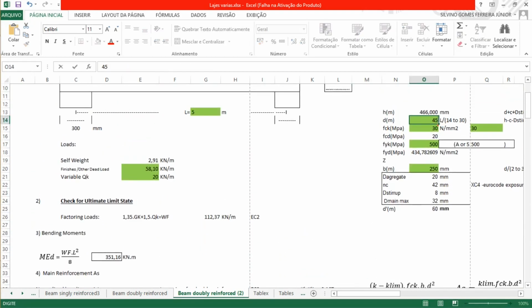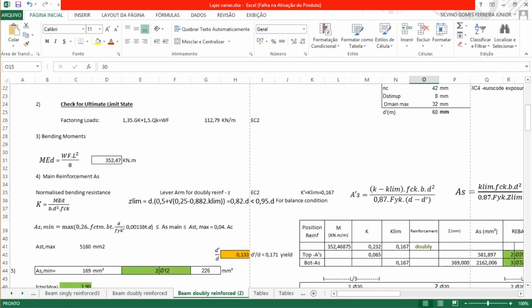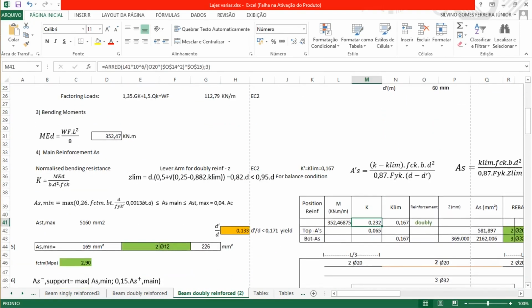It seems to be the perfect height to get a good equilibrium, where we get 0.232, and this value is bigger than the K limit, which is stated as 0.167, so it's a doubly reinforced beam. This is how we get to the conclusion. And now we know it's doubly reinforced.